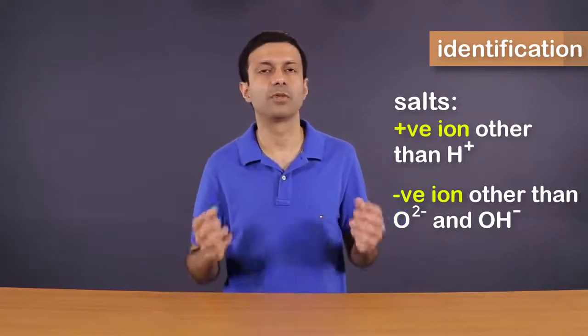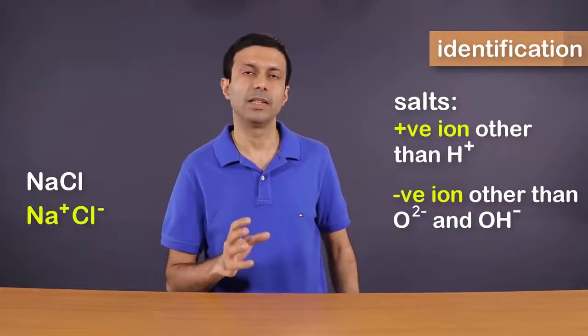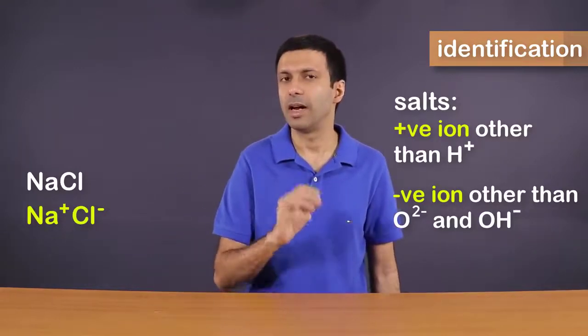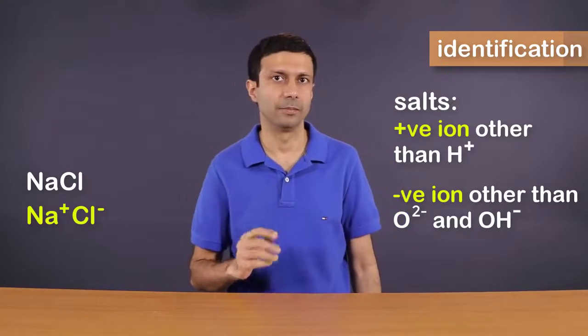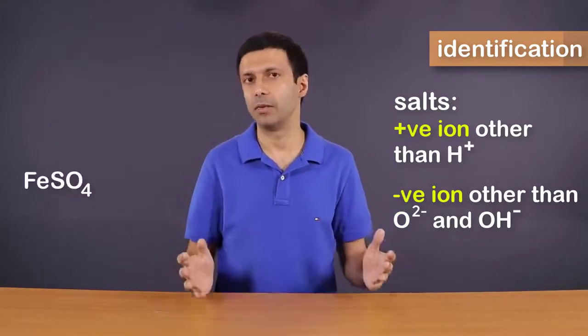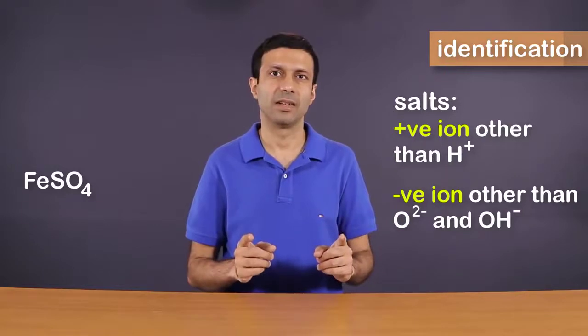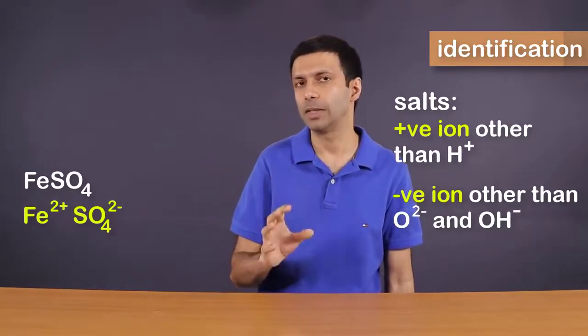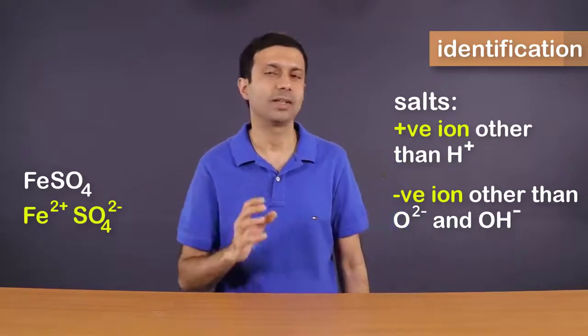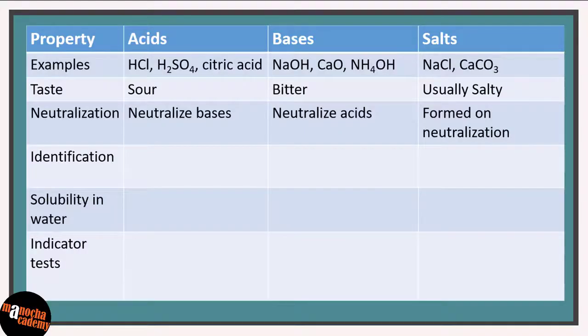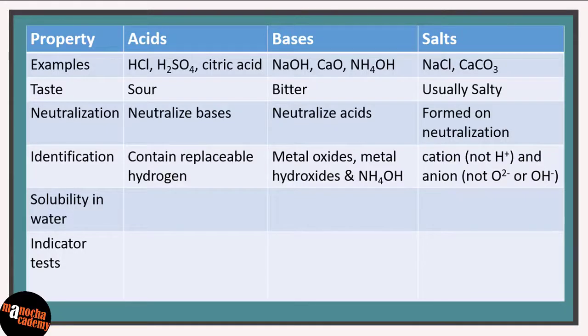Now let's take the example of sodium chloride. So it contains sodium, the Na+, and chloride, Cl- ion. Now what about ferrous sulfate? That's right, it contains ferrous, Fe2+, and sulfate, 2- ions. Let's pin the important identification points on our concept board. These rules help guide our decision to identify acids, bases, and salts. Next, let's look at the solubility of these compounds in water.